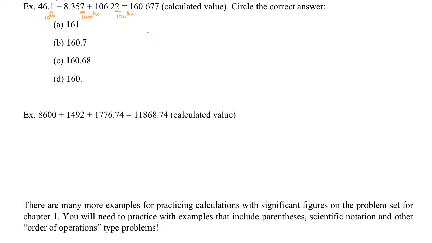So now we have to look at the different answers and figure out which one matches up with the fact that we're rounding this to the tenths position. That's where the 6 is. So we're going to be rounding this up, and B is the correct choice here. We're going to 160.7. So if you got that one right, great job.